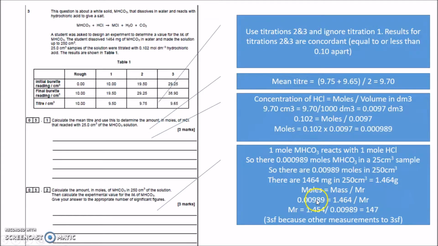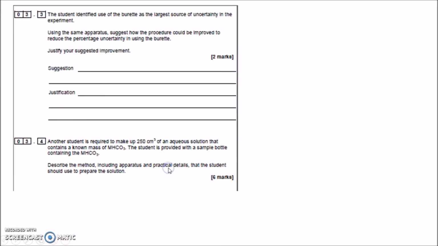I don't know the MR, but I do know the moles and I do know the mass. So the MR is 1.464 divided by 0.00989, which is 147. I've got it to 3 significant figures because the other measurements are 3 significant figures as well.